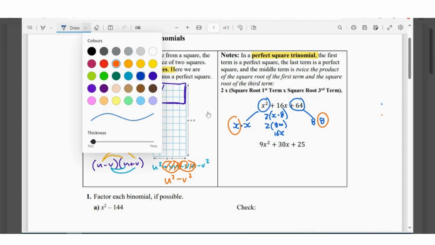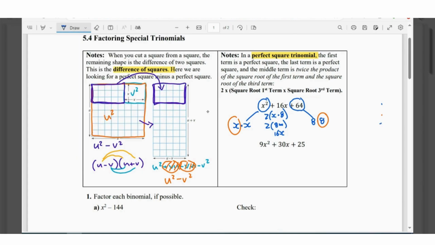So let's try it again. If we had this, the square root of 9x squared is 3x. Over here, the square root of 25 is 5. And so this middle term is going to be 2 times 3x times 5. We multiply those together, we're going to have 2 times 15x. And we distribute that inside, we get 30x. So there you go.